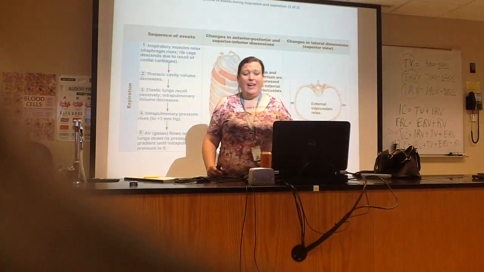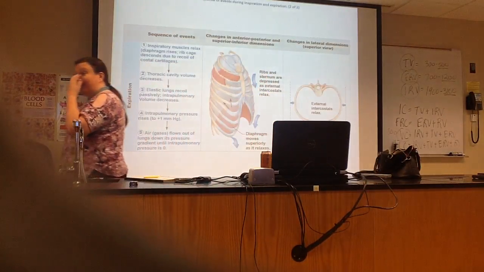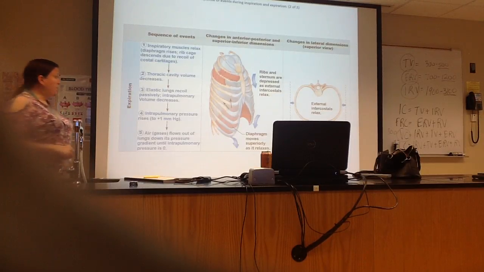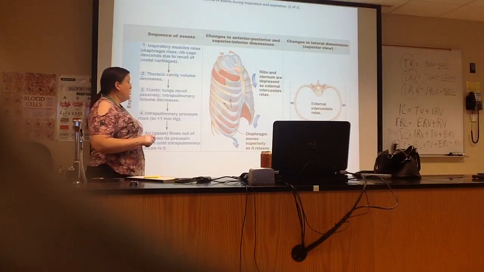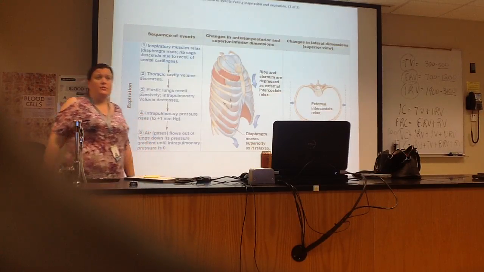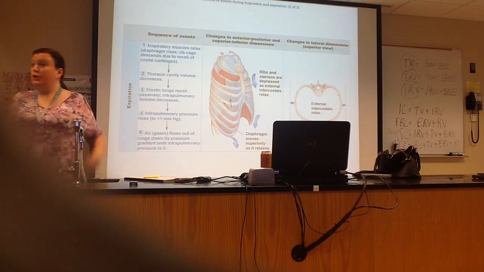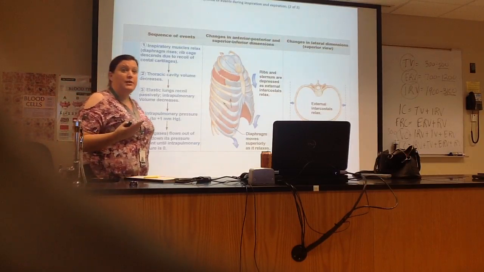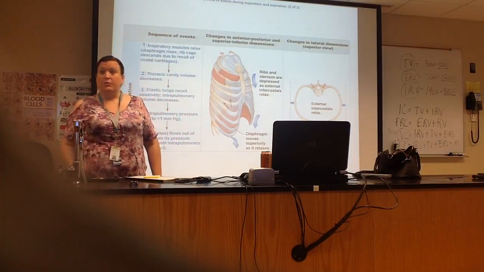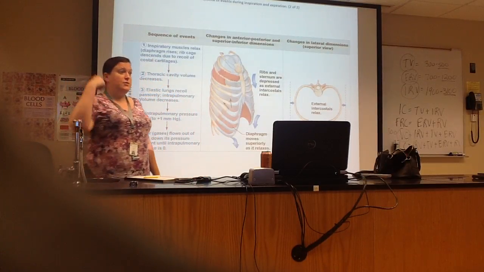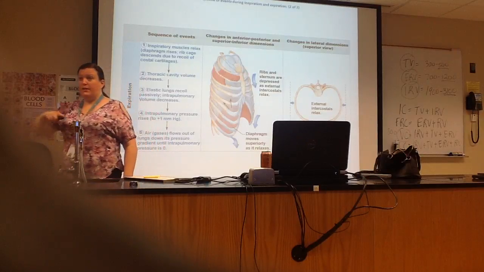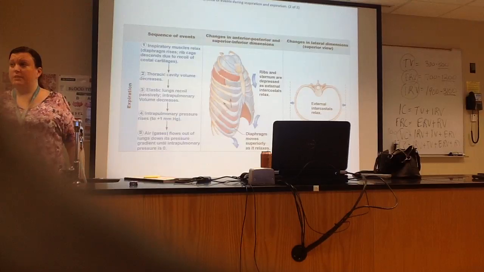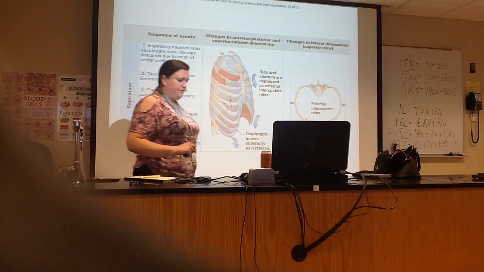Now how do you start exhaling? Very good. You relax those same muscles. Diaphragm pops up. When these relax, the ribs collapse inwards. This makes your chest volume smaller. When the volume gets smaller, the pressure does what? Goes up. Now your lung pressure is higher than atmospheric, so air is going to move out until we match the atmosphere. And that's when you stop exhaling.